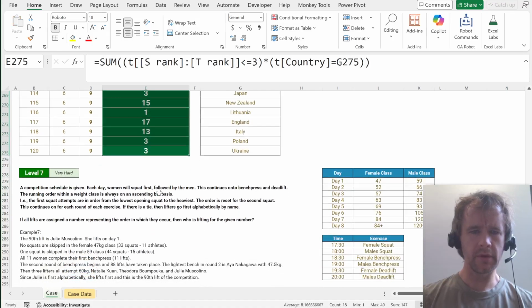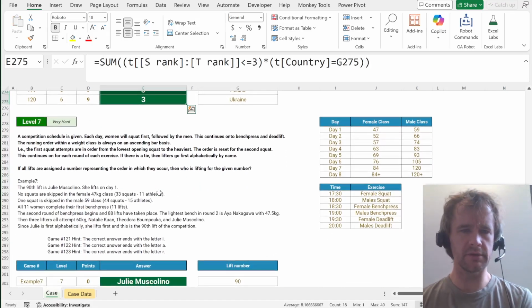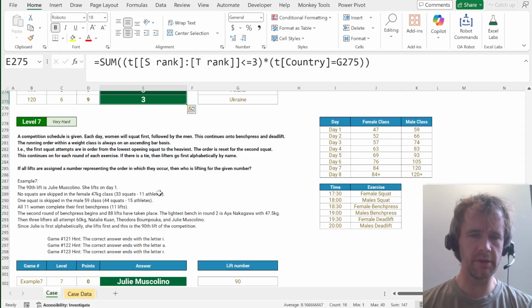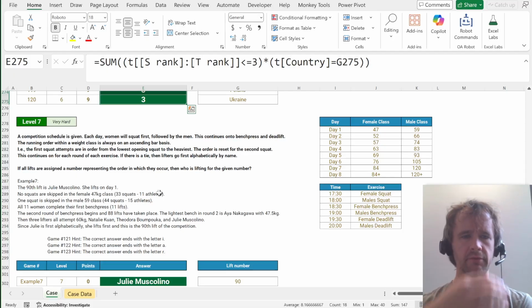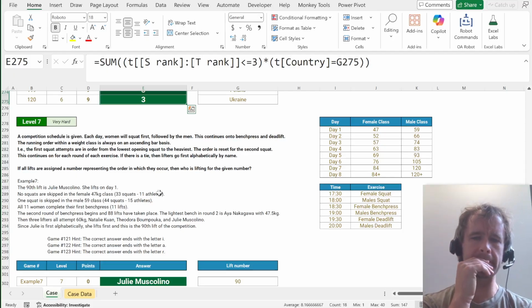Okay, cool. Level 7. A competition schedule is given each day. Women will squat first, followed by the men. This continues on to bench press and deadlift. The running order within a weight class is always on an ascending bar basis, i.e. the first squat attempts are in order from the lowest opening squat to the heaviest. The order is reset for the second squat. This continues for each round of each exercise. If there's a tie, the lifters go first alphabetically by name. If all lifts are assigned a number representing the order in which they occur.